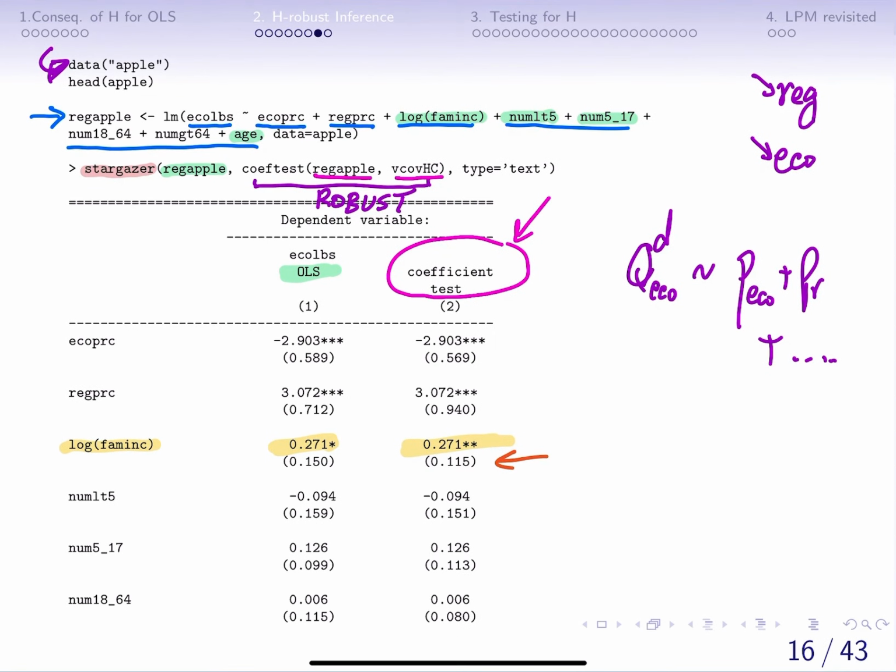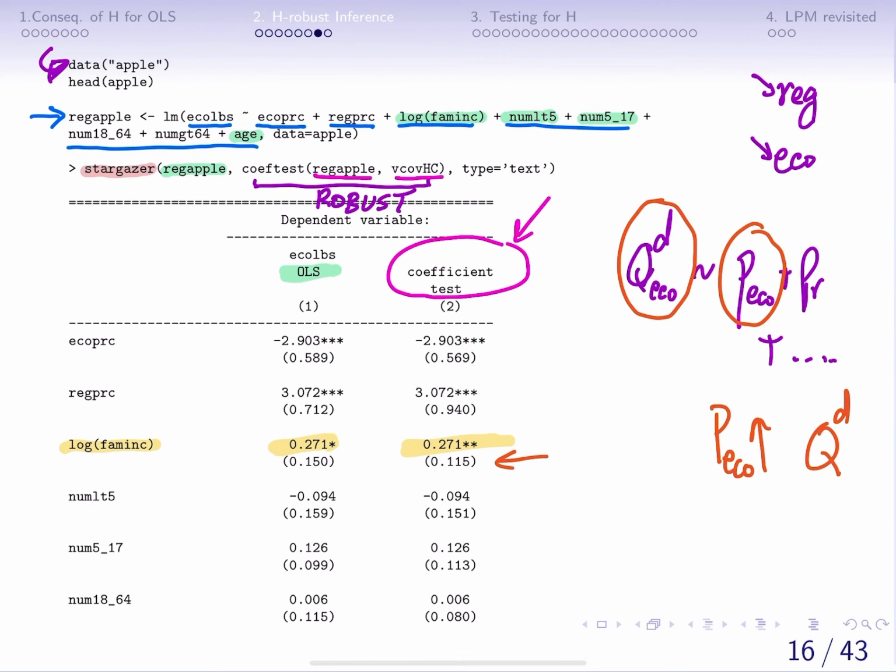But if you want to make sense of this, you obviously know that the own price effect, if we think about what's going on with quantity demanded as the price of eco-labeled apples goes up, the quantity demanded of eco-labeled apples should go down. So the own price effect should be negative. There's this inverse relationship between the two. So that's why you see the negative values here.